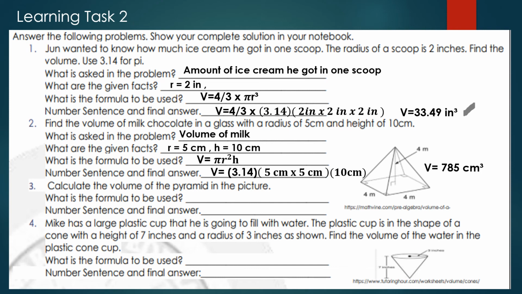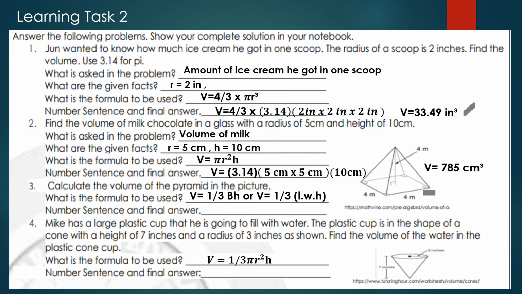So, number 3, calculate the volume of the pyramid in the picture. Nakita niyo yung pyramid. Meron siyang 4 by 4. Ibig sabihin, anong klaseng pyramid to? So, this is square pyramid. Tapos, yung height niya is 4. So, what is the formula to be used? Yung formula niya is finding the volume of pyramid, which is 1/3 base times height. So, 1/3 length times width times height. So, 4 times 4 times 4 divided by 3. Kayo na yung magsasagot sa number, sentence, and final answer.